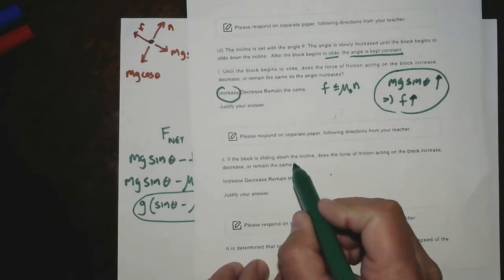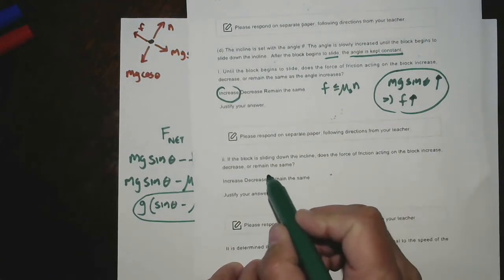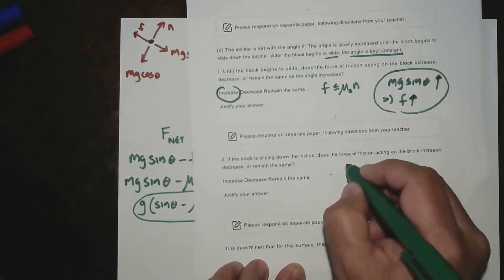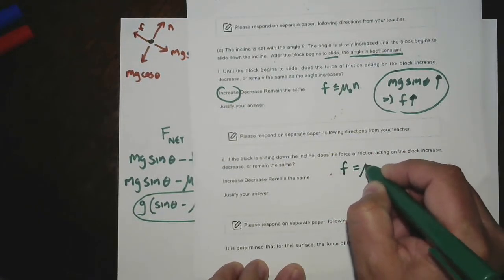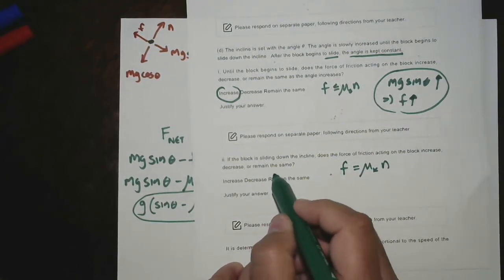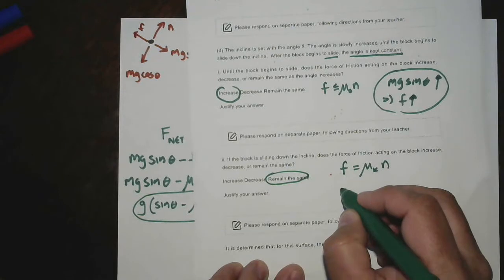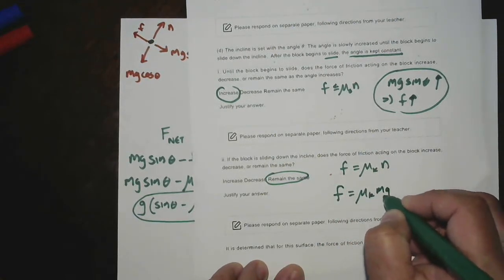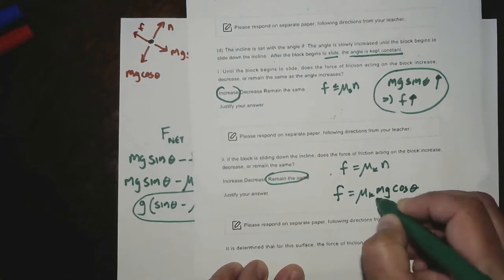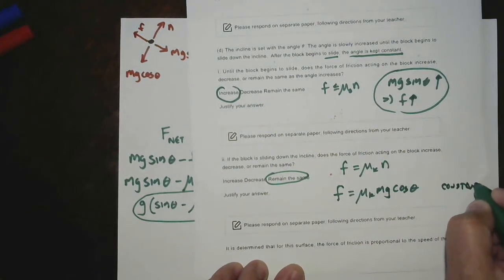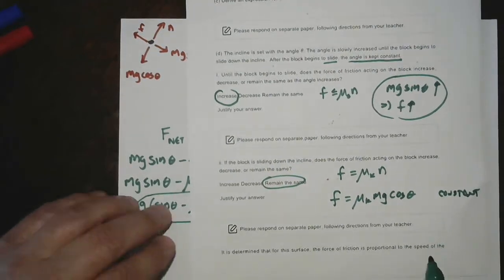If the block is sliding down the incline, does the force of friction acting on the block increase, decrease, or remain the same? Now, once it's sliding, then we have kinetic friction, which is an equality. So it stays the same. The force of friction is going to be mu k times mg cos theta, and all of these things are staying the same. All of these things are constant. So you would have to argue that that is true.